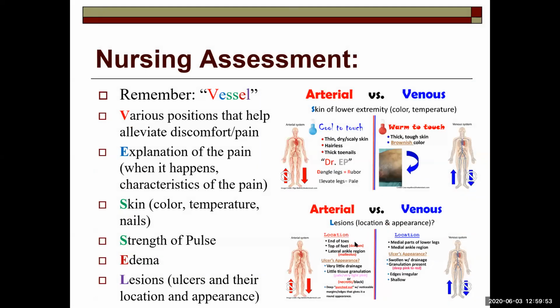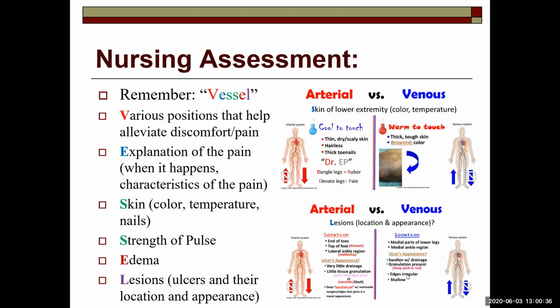So here are some arterial lesions and locations. Sometimes you have ulcers, and those ulcers have very little drainage, not too much drainage. You have tissue granulation there. It looks very pale, pinkish type, if it's an arterial ulcer. Whereas if it's a venous ulcer, they have swelling around that area, and it's very deep, usually deep pink to red when you look at it. So this one is a little pinkish. This one is a little bit deep pink, redder kind of.